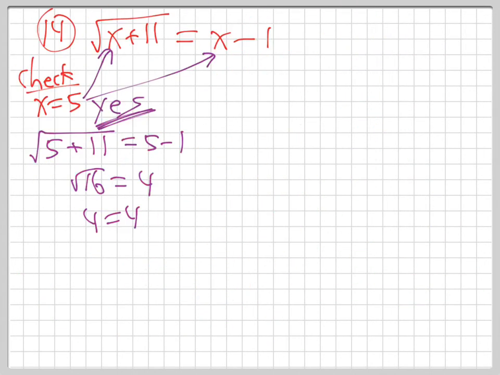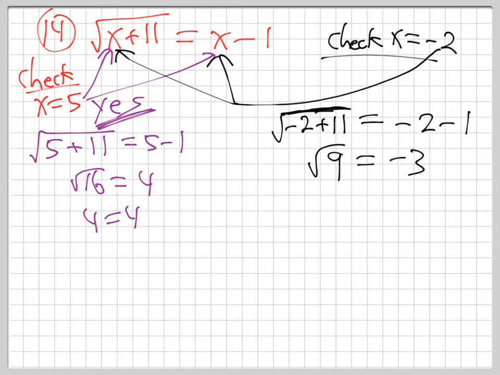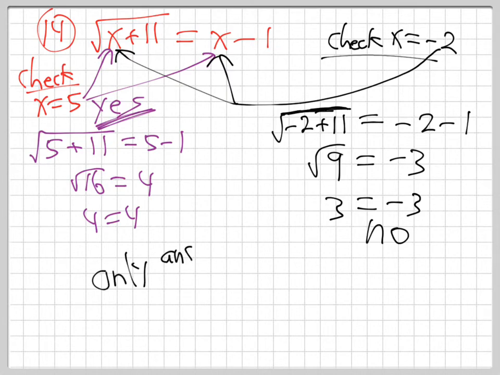What was the other answer? Negative 2? That one's not going to work. Let's see it. So if you check, x is negative 2. Same kind of thing. You're going to plug that negative 2 in right there and right there. And so what do you get? Square root of negative 2 plus 11 equals negative 2 minus 1. And so what do we get there? Square root of 9, that's minus 3. And what's the square root of 9? It's just 3. It's not minus 3. No, they're not equal. So the only answer to this problem is the 5.